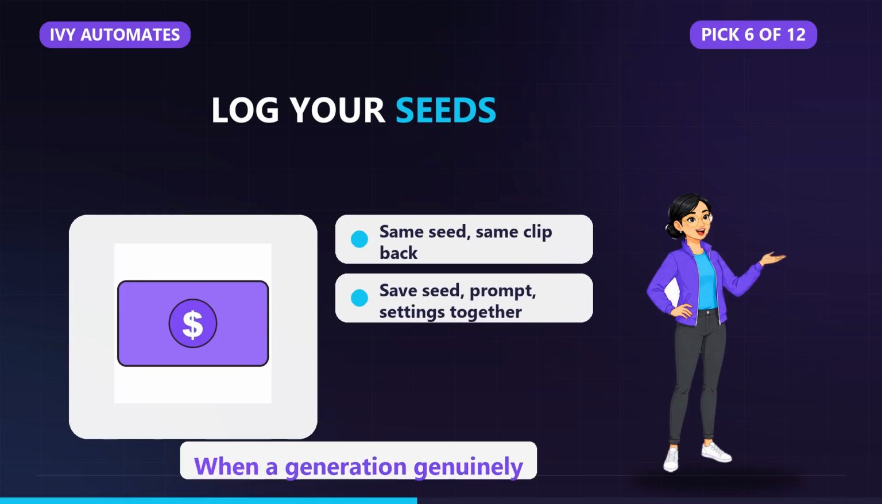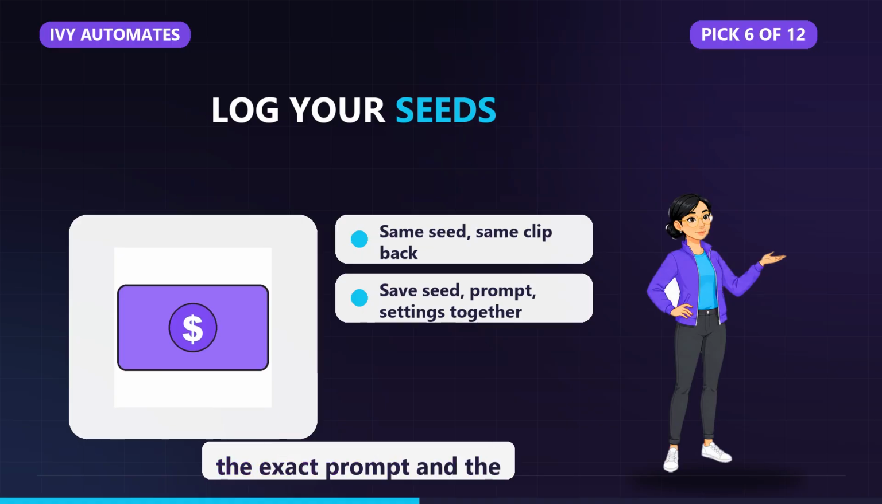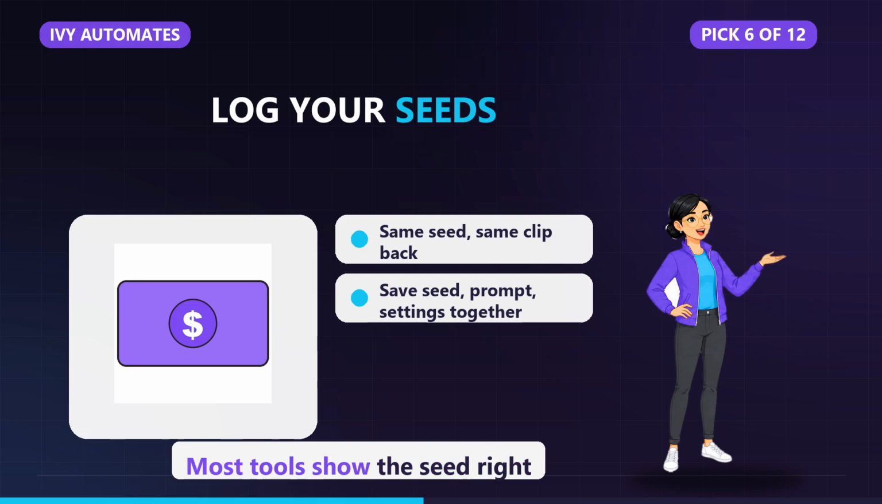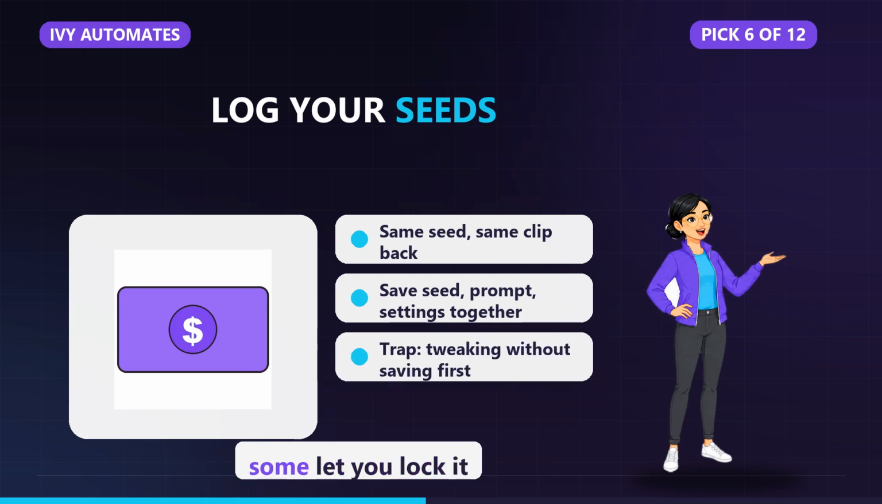So treat seeds like the save points they are. When a generation genuinely works, record the seed, the exact prompt, and the settings together in one place. Most tools show the seed right in the output panel. Some let you lock it.